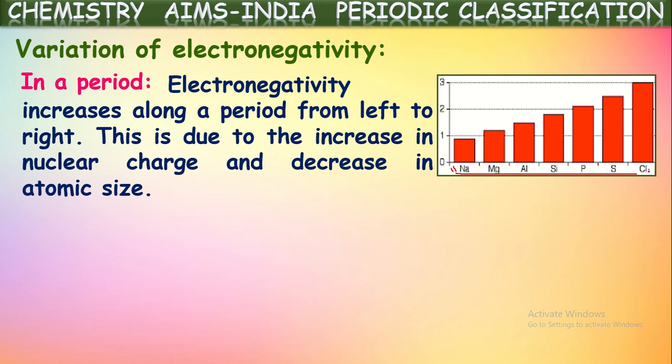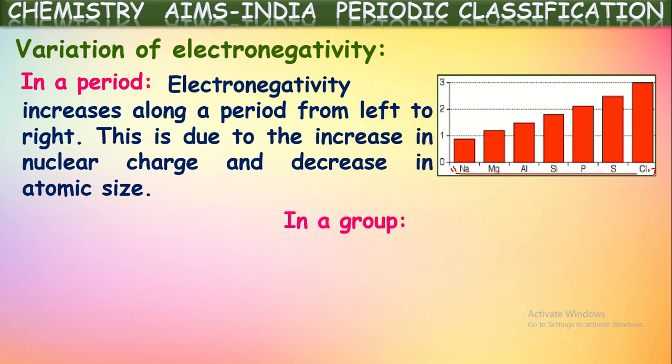What about chlorine? It has 17 units of nuclear charge. Nuclear charge is increased and the size is decreased. And hence the attracting power, the tendency of pulling the bonded pair of electrons towards it, increases. And hence we say electronegativity in a period increases gradually from left to right as size decreases.